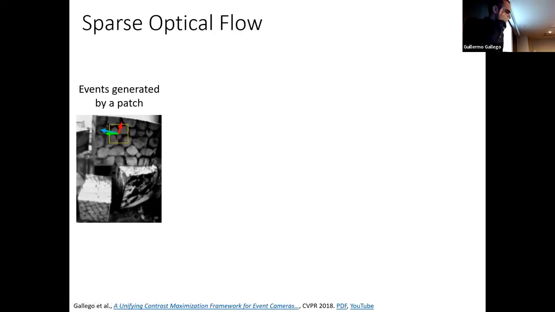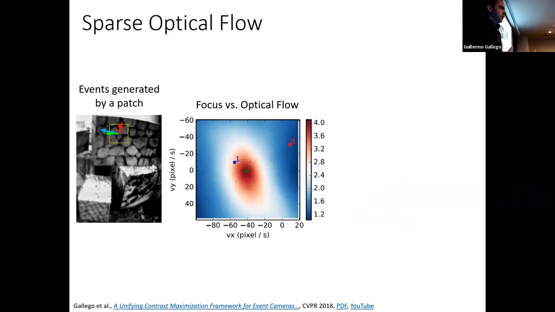it's another application, and let's try to go through it in increasing number of degrees of freedom. Imagine that we have only the events from this patch, and this is from a data set. If we assume that all the events in this patch have just one two-dimensional vector to say how the camera was moving there, how the patch is moving, then I can actually plot the landscape. I can plot the contrast, the focus, against the horizontal axis, which is the velocity in the x direction, and the vertical axis, the velocity in the y direction.